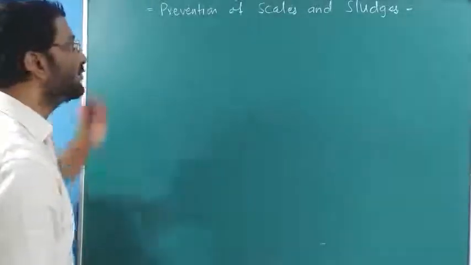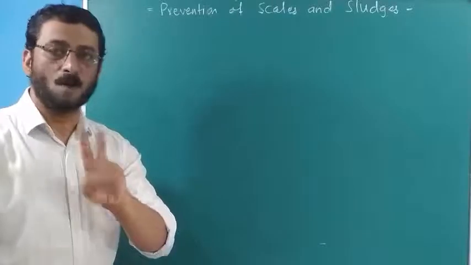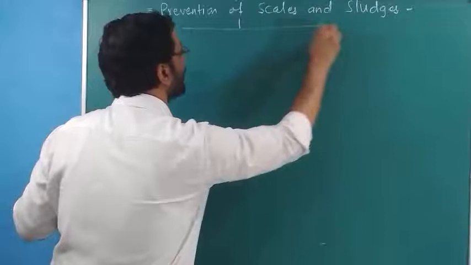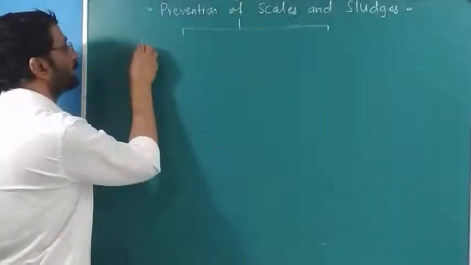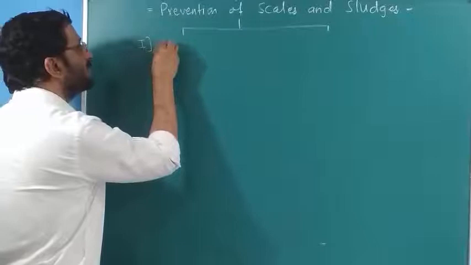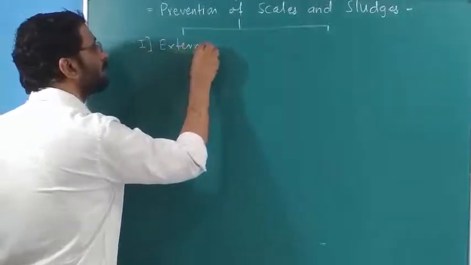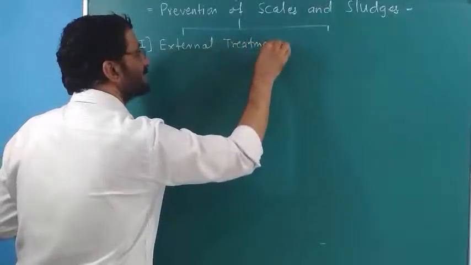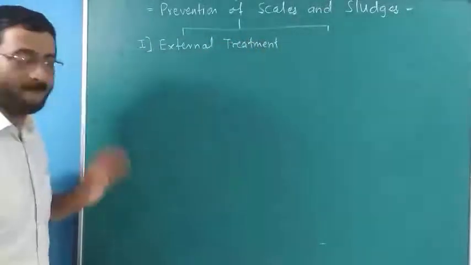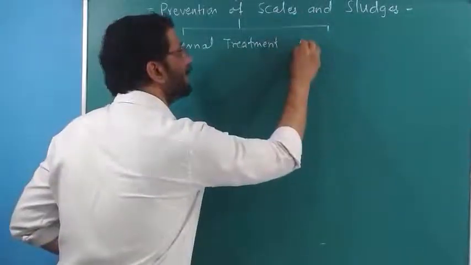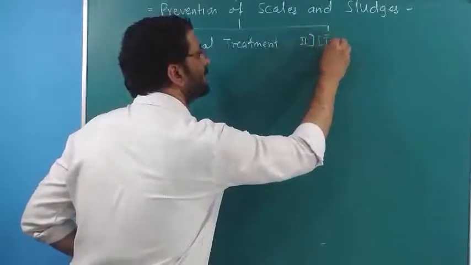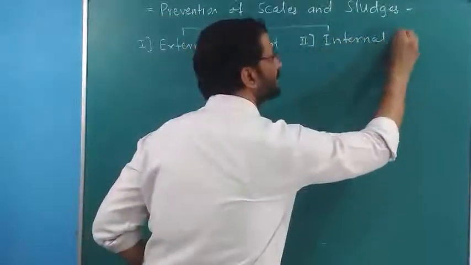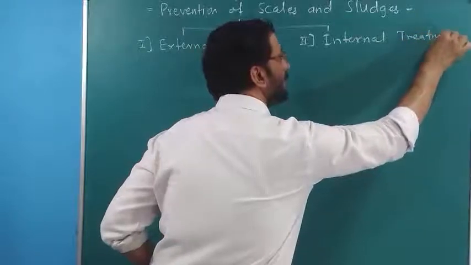This prevention involves actually two different operations. The prevention part can be studied under two headings. First is external treatment, that is external treatment of boiler feed water. And second can be grouped as internal treatments.